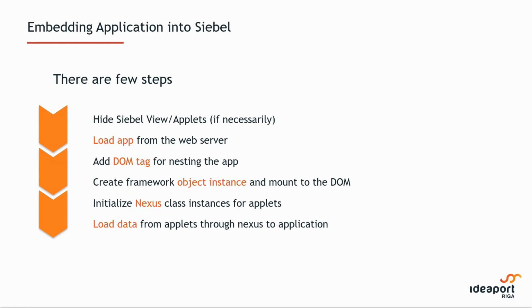We also need to initialize the Nexus class for each applet and do the initial load of the data into the global state. The order of these steps is not necessarily the way that you see on the slide. Depending on the specifics of the application, it might be different.